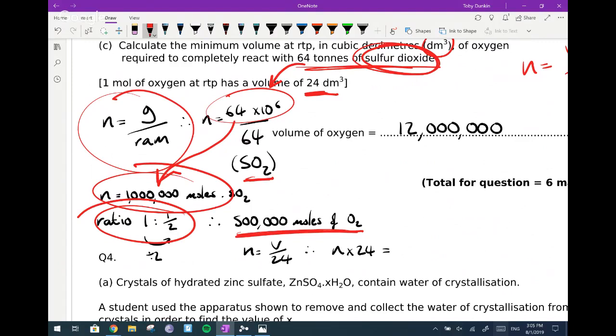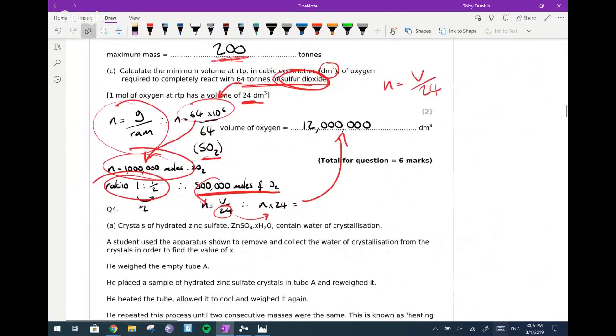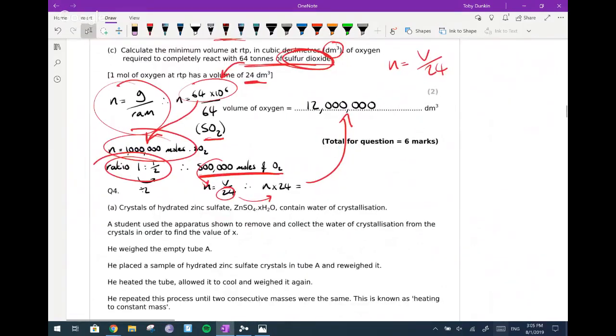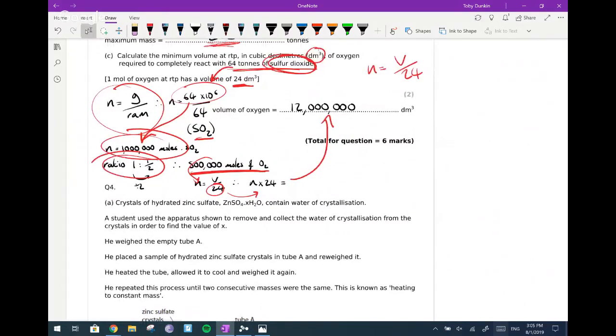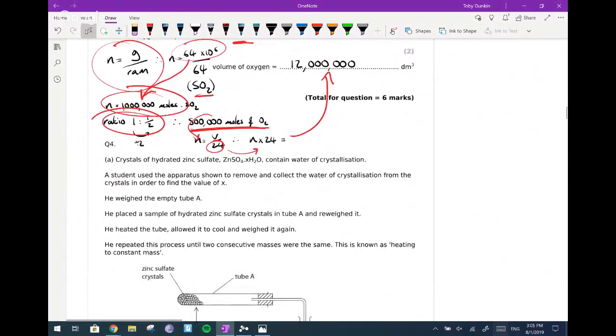Now I use V over 24. I've got the moles. I've got 24. Reorganize. 500,000 times by 24. My answer. This is not easy, folks, and this is GCSE. So definitely worthwhile going through this. I'm happy if you want me to give you another paper, and I'll do another webinar before the end of the summer. Happy to.